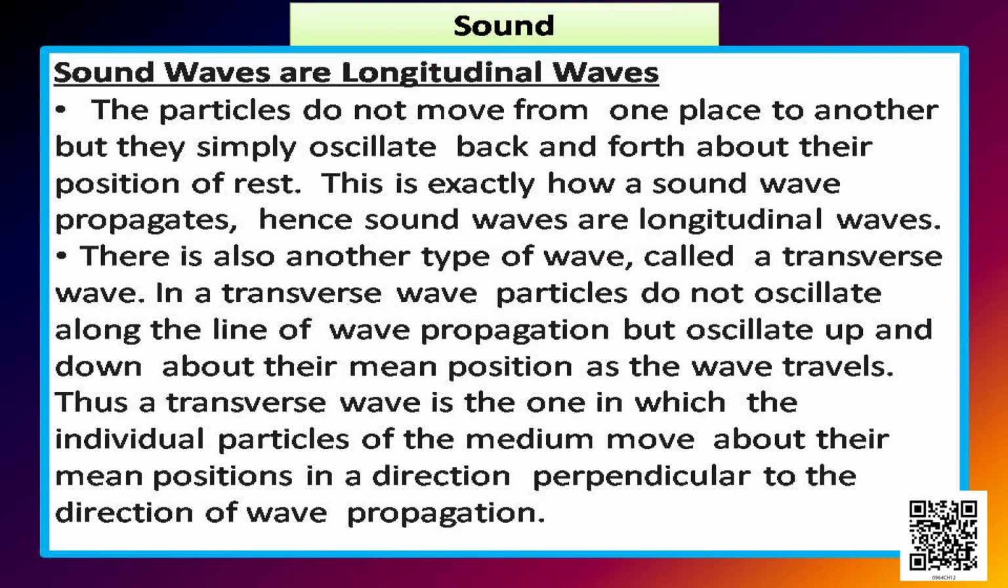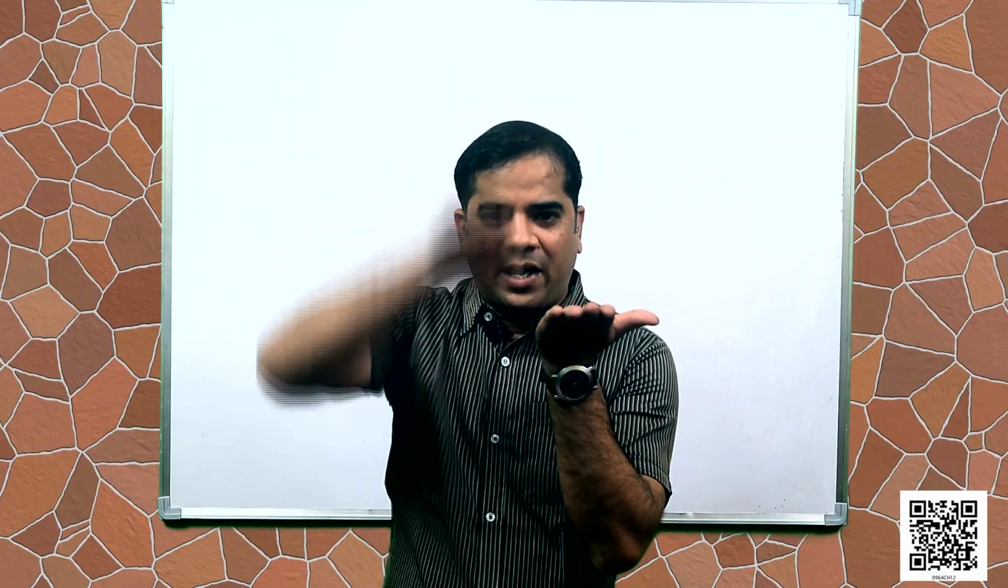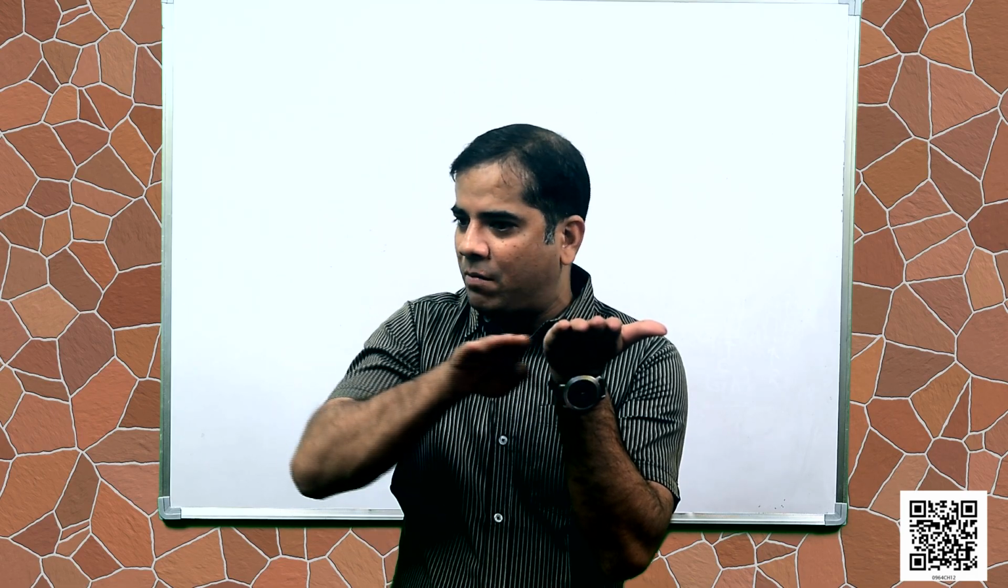There is also another type of wave called a transverse wave. In a transverse wave, particles do not oscillate along the line of wave propagation, but oscillate up and down about their mean position. See, my mean position is fixed, and suppose the right hand is a particle, so it is moving up and down. Thus, a transverse wave is one in which the individual particles of the medium move about their mean position in a direction perpendicular to the direction of the wave. So, this is the direction of the wave, and the particles move up and down, that means they are perpendicular to the direction of the wave.